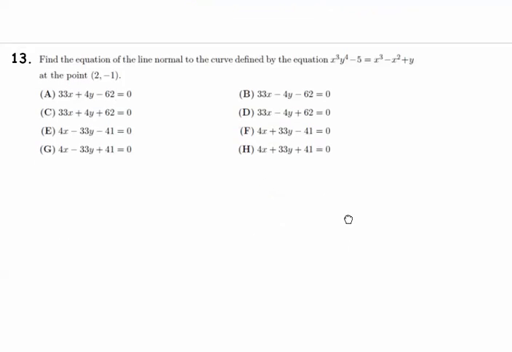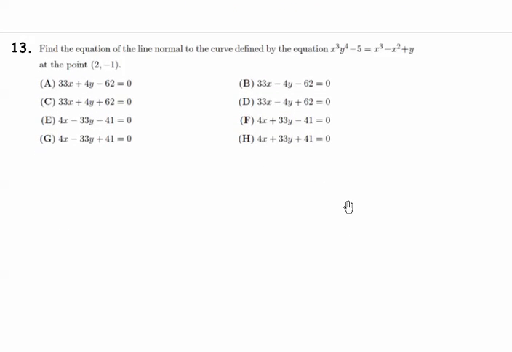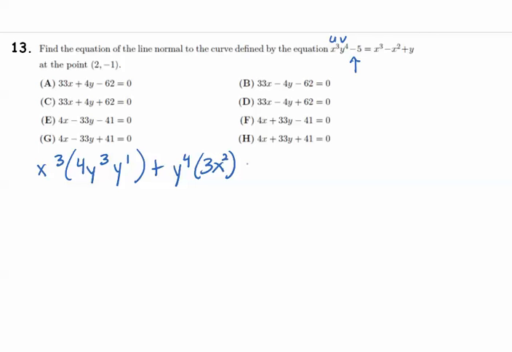All right, some multiple choice questions. So we have an implicit differentiation problem here. So we're going to take the product rule on the first term. We'll think of this as a u and a v. So we'll have the first term times the derivative of the second term requires a dy dx, or you might use y prime, plus our second term y to the fourth times derivative of the first term. And then our derivative of this -5 would be a 0. You don't have to write that.